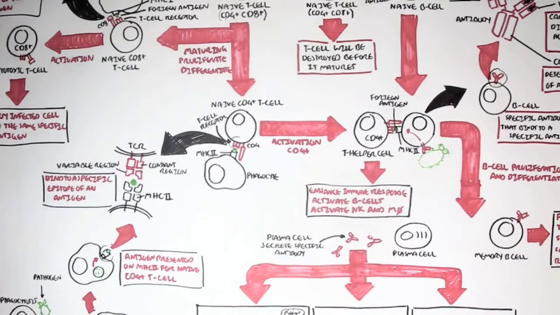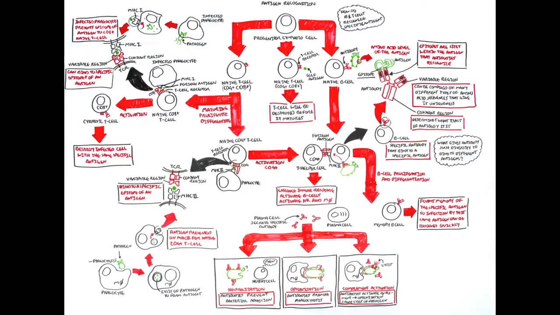And that concludes the video on how the naive CD4, naive CD8, and naive B cell become activated, and how the antigen-presenting cells, such as the phagocytes, activate these lymphocytes. I hope you can appreciate and understand the immune system from this video.